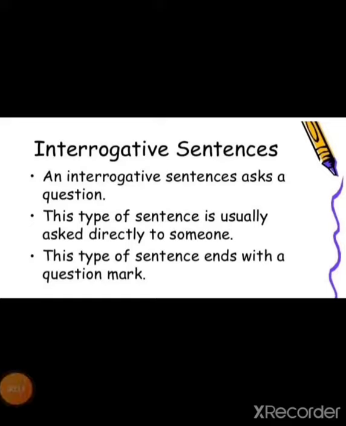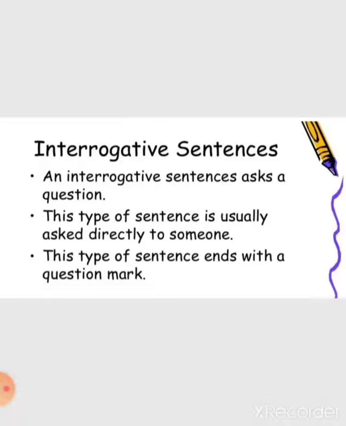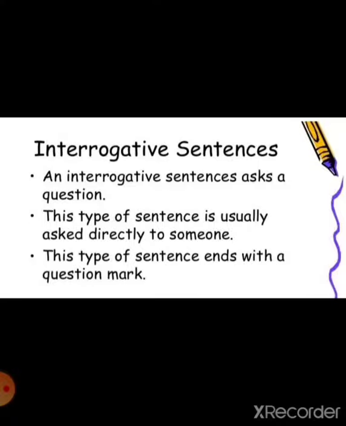So let's start. What is an interrogative sentence? An interrogative sentence always asks a question. This type of sentence is usually asked directly to someone, and it always ends with a question mark. If I ask you, are you listening? Are you paying attention? Are you writing? These are some questions that I am asking you. What is your favorite food? Where do you live? Which class do you read in? How old are you? So these are interrogative sentences.